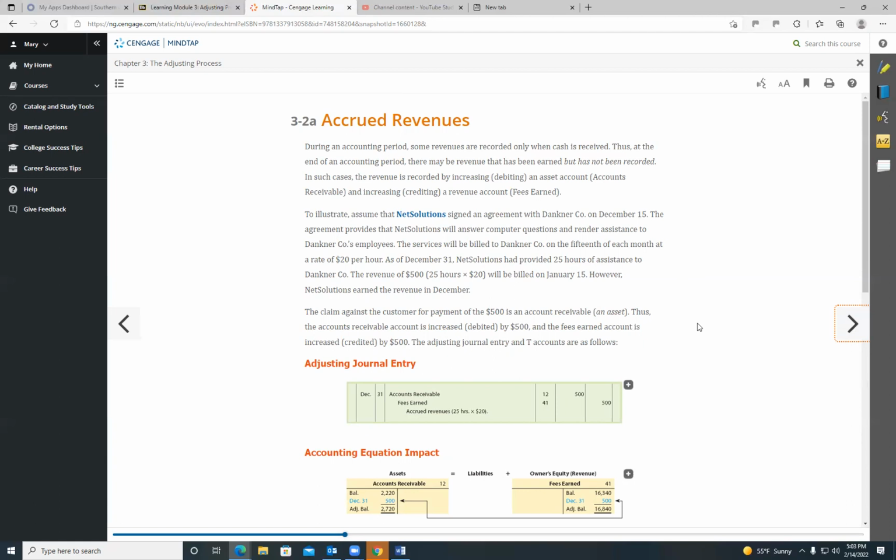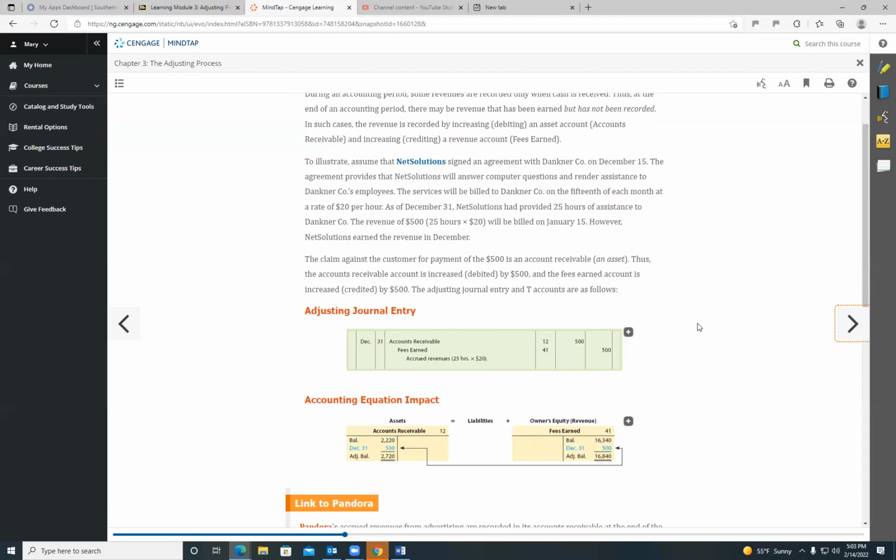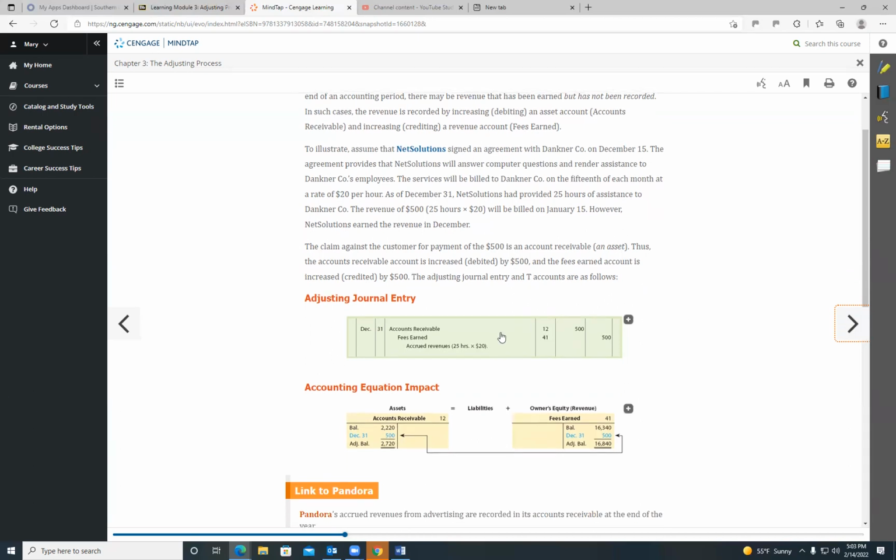But Net Solutions has earned the revenue in December. So we need to record the revenue they've earned in December in the month they've earned it. So what you'll see here is what we call an adjusting journal entry. So we're going to debit accounts receivable, and we're going to credit the revenue account fees earned because they've earned the money even though they haven't been paid for it yet. So as you see here in accounts receivable, they debit accounts receivable and credit revenue.